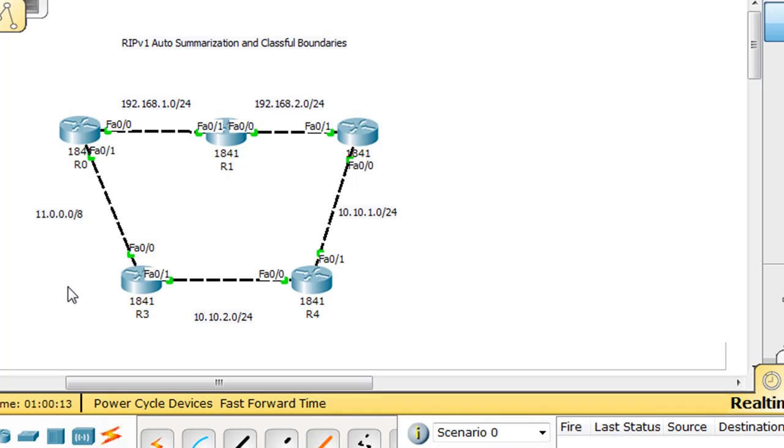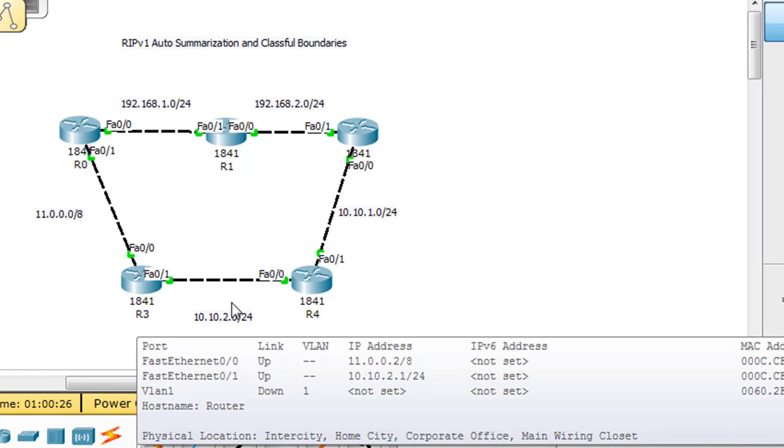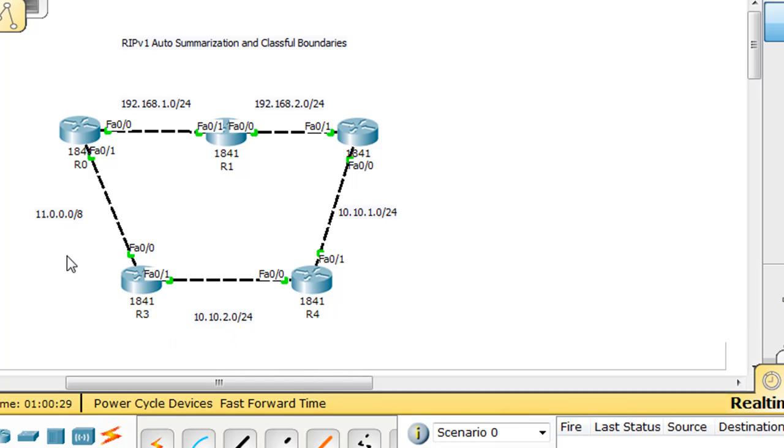Now we have a classful boundary here. We switch from a 10 network to an 11 network on R3. Instead of before it was a 10 network and a 10 network both /24. Now on this side it's a 10 network /24, and on this side it's an 11 network /8. So 11 network, 10.10.2 network over here, right? So now this router should auto summarize and send R0 instead of a 10.10.2 network /24, R0 should learn about a 10.0.0.0/8 network summarized, because now it's a boundary router, right? The boundary between the 10 and the 11.